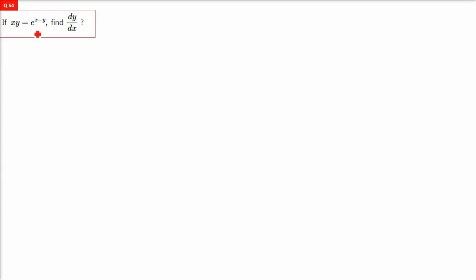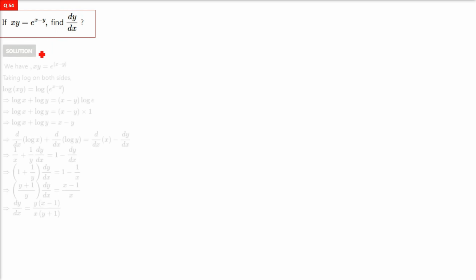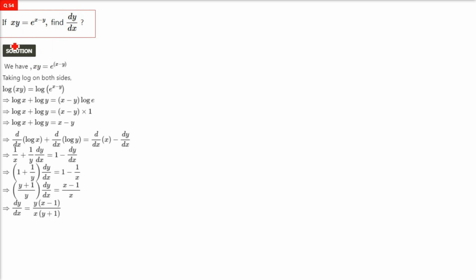Next one is xy is equal to e raised to x minus y. We have to find dy by dx. So we'll do it using the log. Let us take log. Log of a times b is log a plus log b, so you'll get log x plus log y. On the right, log of e to the power (x minus y): the x minus y will come in front, and log e of e is going to be 1.